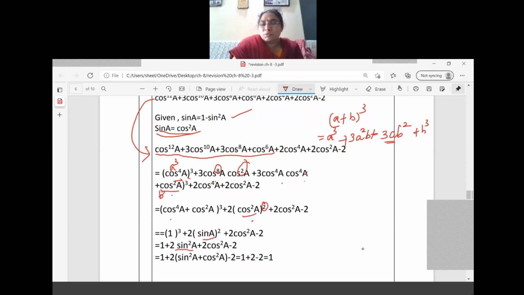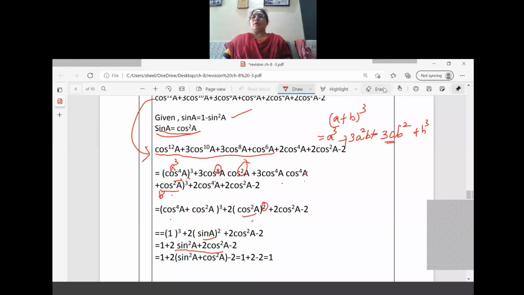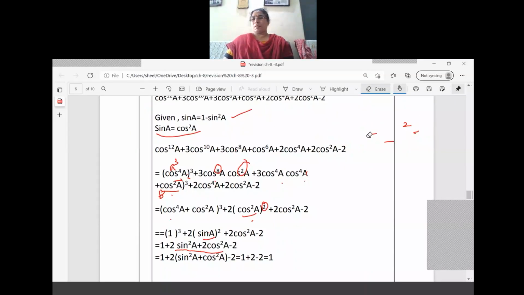So that is why 2 sine square a cos square a plus 2 cos square a is coming. Again, 2 can be taken common. So 2 into sine square a plus cos square a, that is equal to 1 only. So after the simplification, again you will get 1 plus 2 minus 2 equal to 1 only. Once again, I'll explain. You may get confused with this question. Okay.